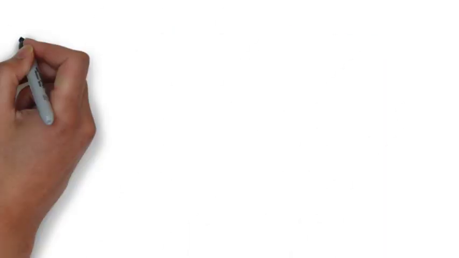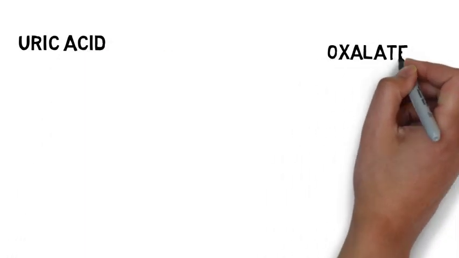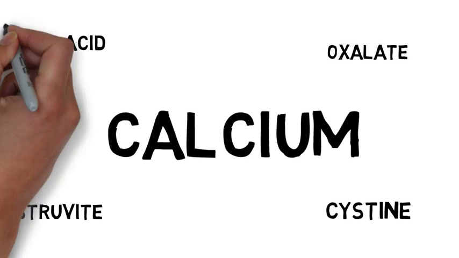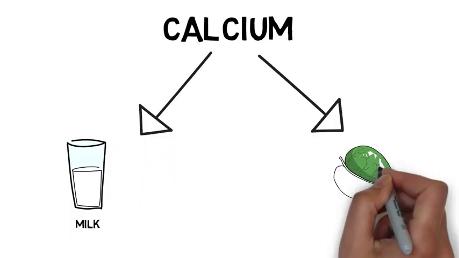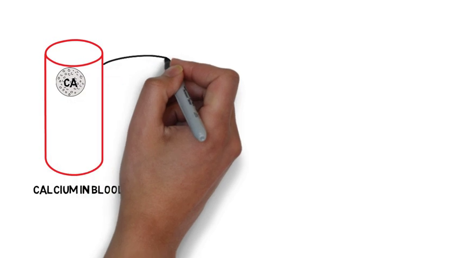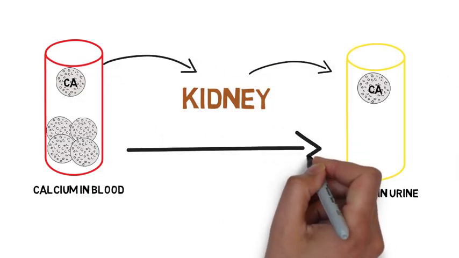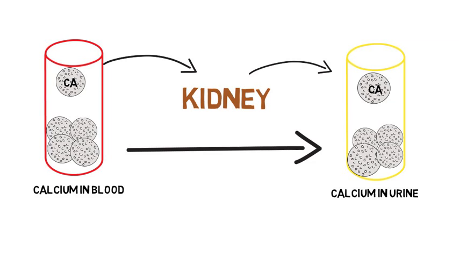Although there are many minerals and substances that can accumulate, the most common cause of kidney stones is from excess calcium accumulation. Calcium is a mineral that we obtain from a daily diet through products such as milk or leafy green vegetables. As our kidney is removing excess calcium from our blood into the urine, sometimes there's too much calcium in our blood for our kidney to remove.